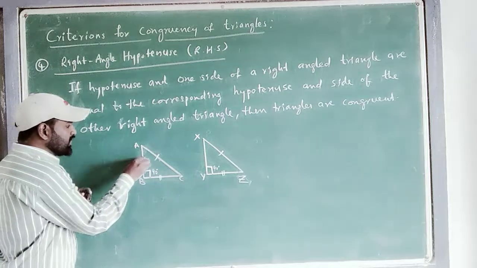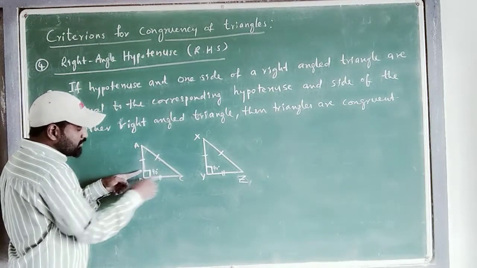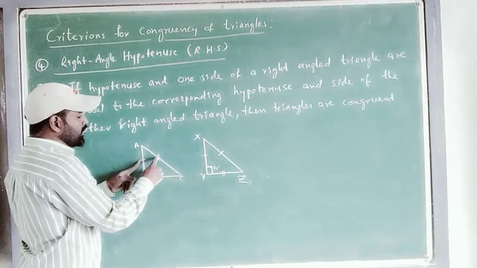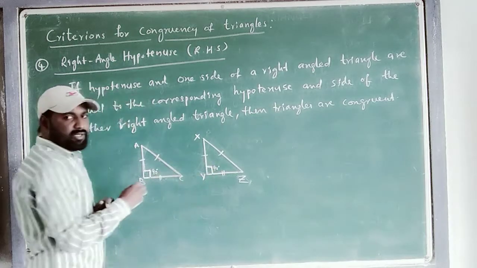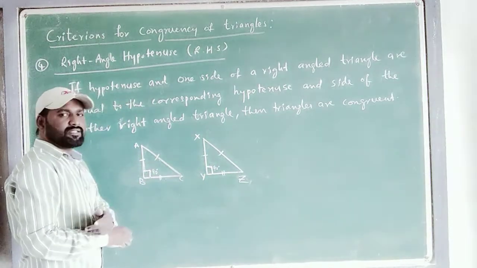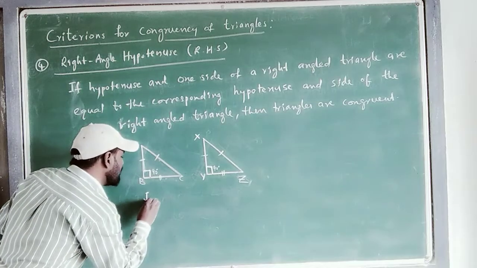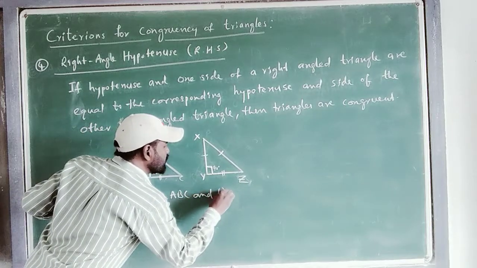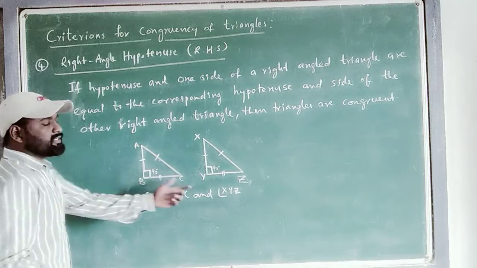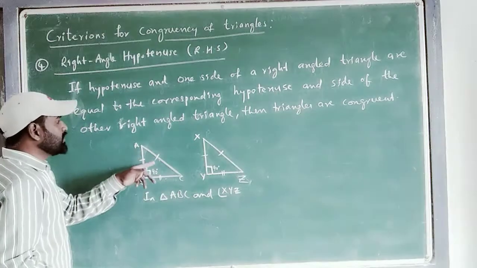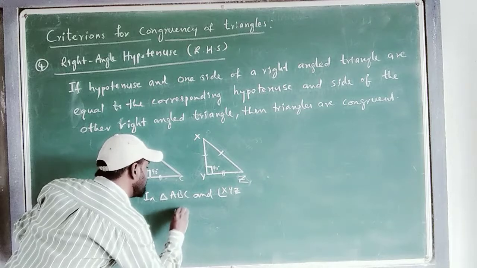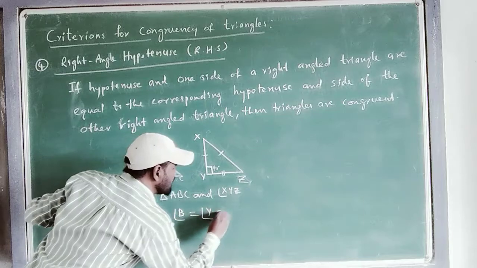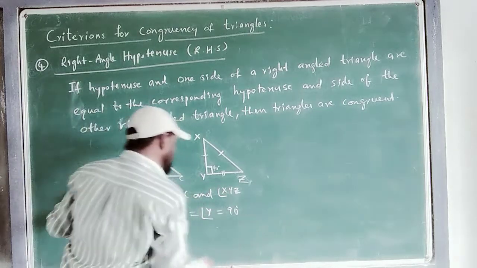On the other side, a right angle has two sides, this side and this side. Here this side and this side. Either these two sides, or otherwise these two sides and the hypotenuse, if they are equal, then these two triangles are congruent to each other. In triangle ABC and triangle XYZ, obviously the two right angles will be equal. So if angle B is equal to angle Y, obviously they will be equal. All right angles are equal.